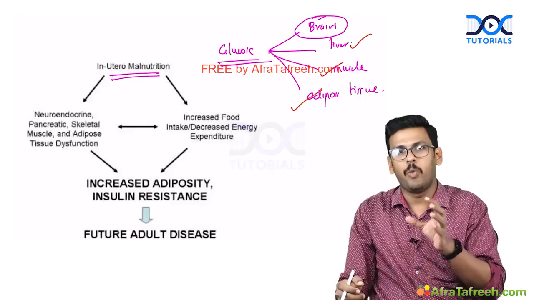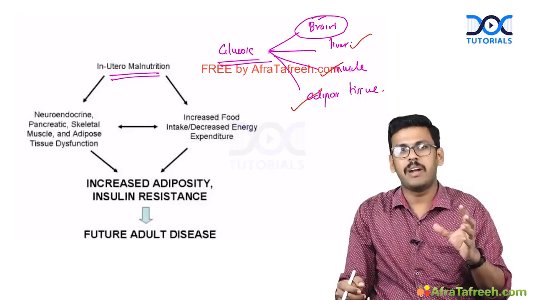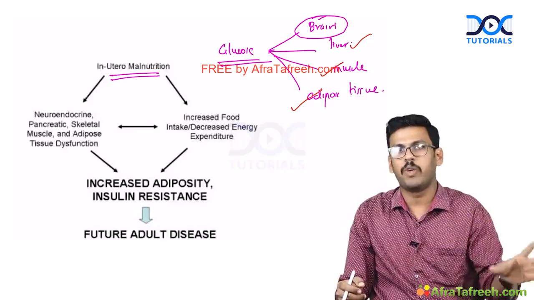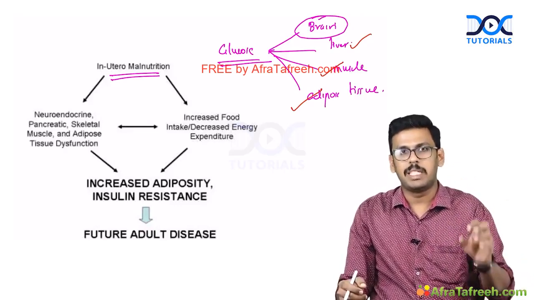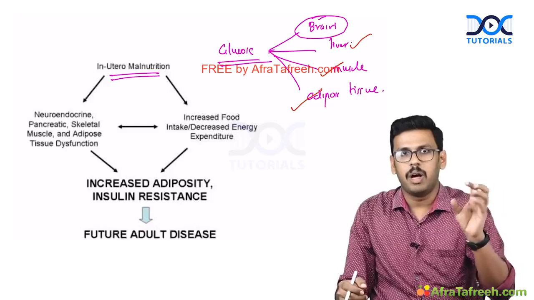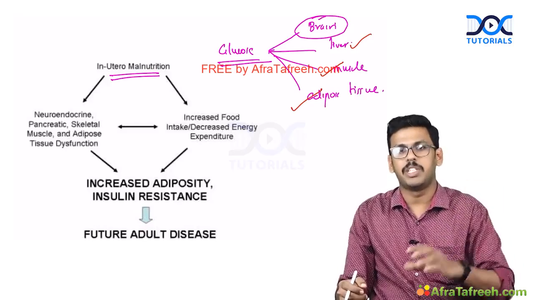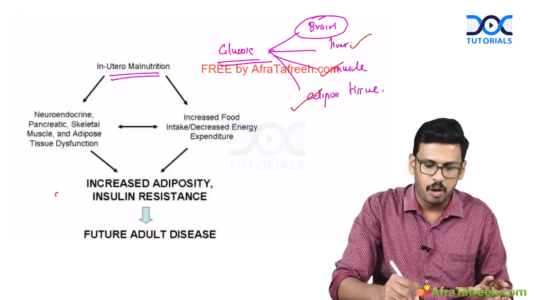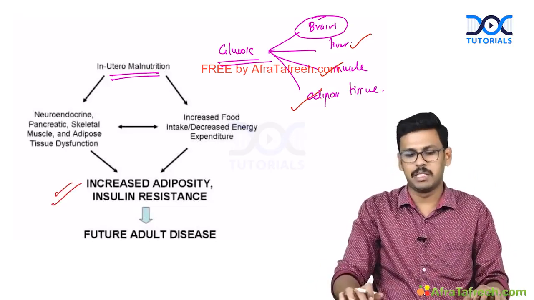And that is why when they are again subjected to a state of nutrient excess, as in obesity or overweight state, they would develop metabolic complications in the form of diabetes, systemic hypertension, dyslipidemia, etc. So that is the basis of this fetal origin of adult disease.